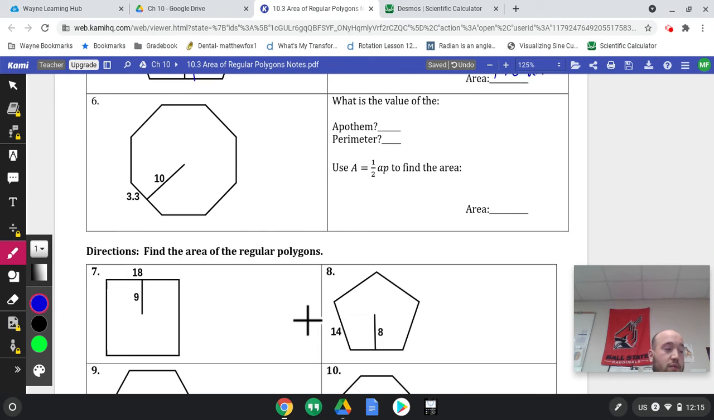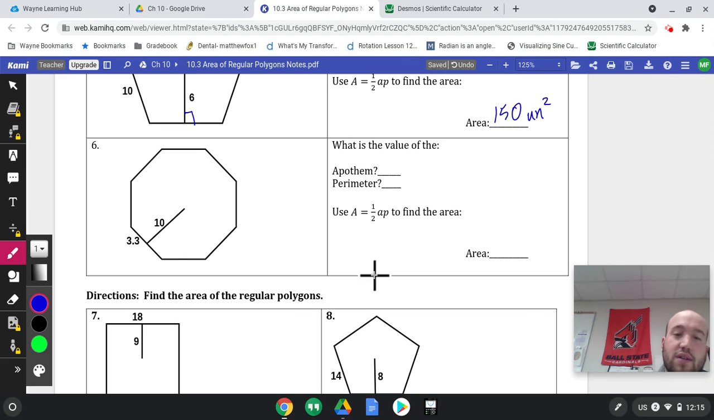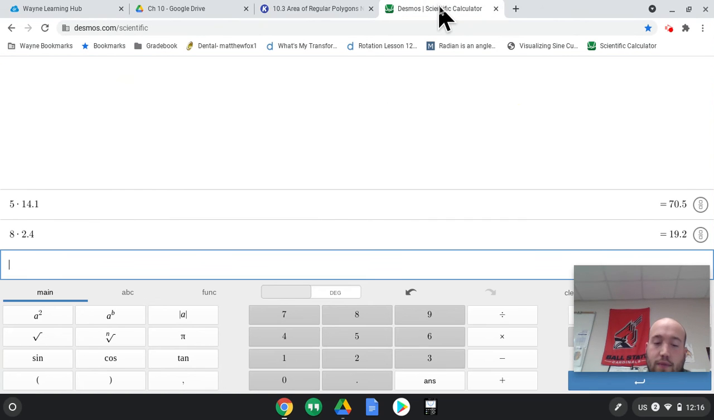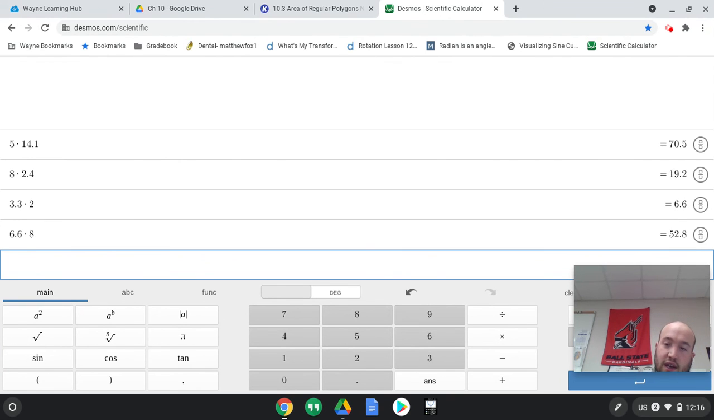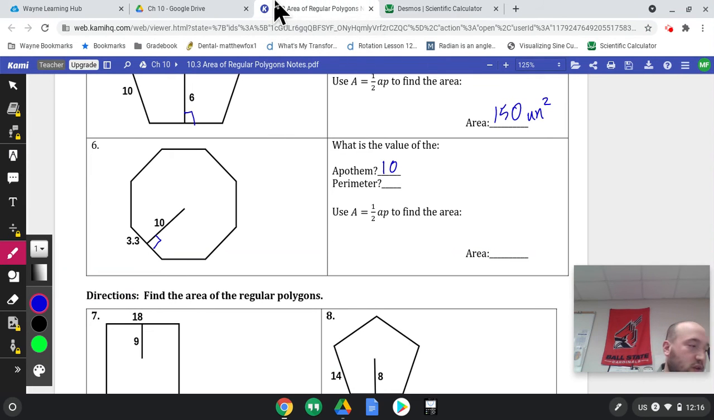Okay, same idea on number 6. The only difference here is the apothem we still know, it's 10. When we find the perimeter, okay, there's 1, 2, 3, 4, 5, 6, 7, 8 sides. You can't do 8 times 3.3 though, because remember that's only half of it. We'd have to double that first, so if we take 3.3 times 2, we get 6.6. Then we can do 6.6 times 8, and that 52.8, that is our perimeter.